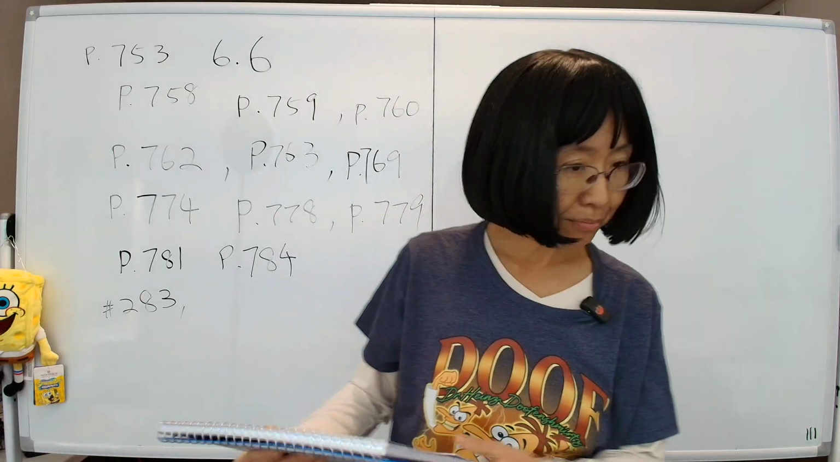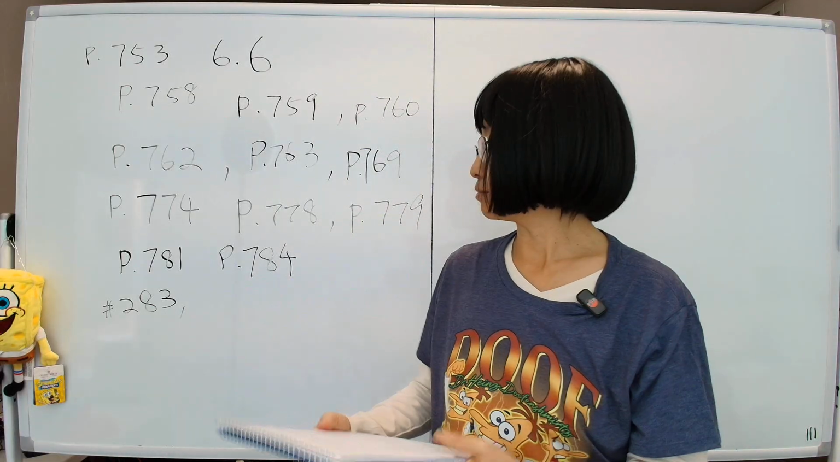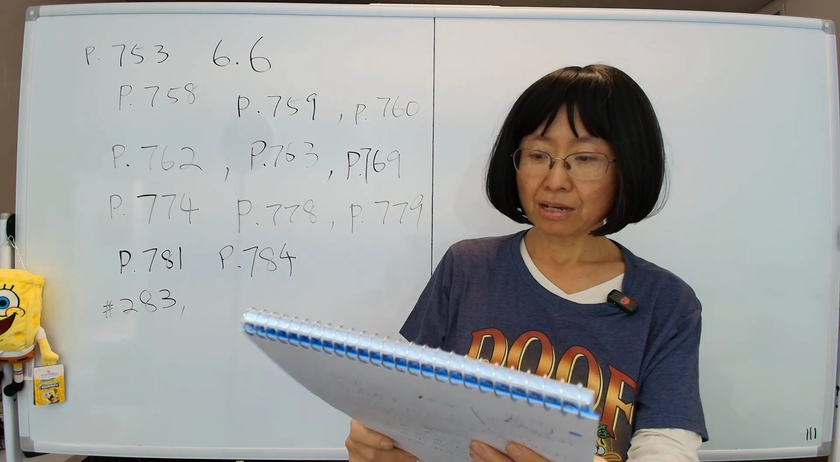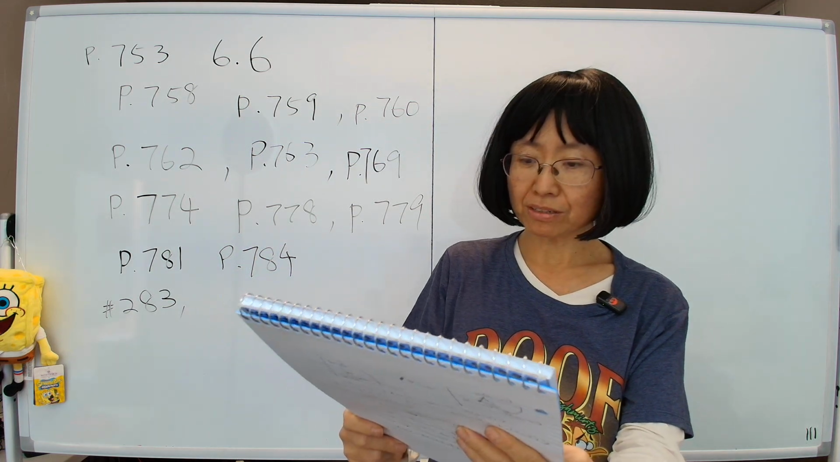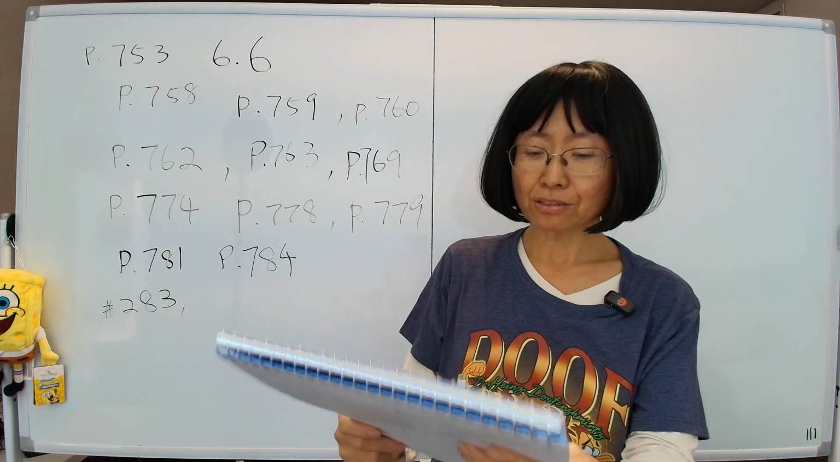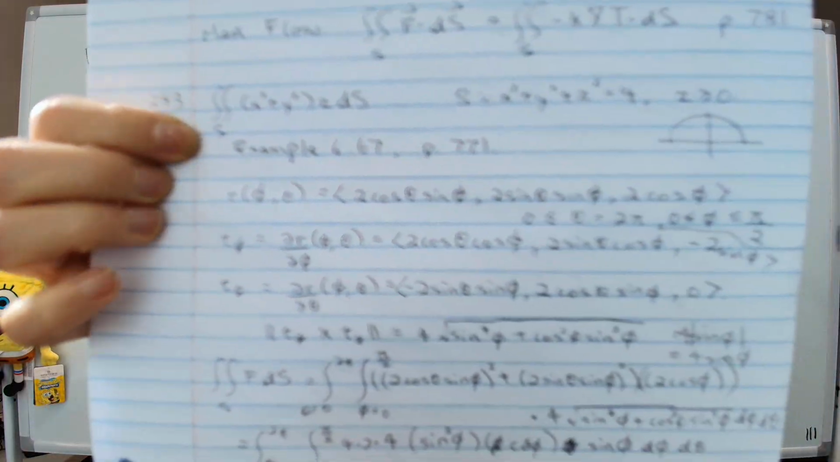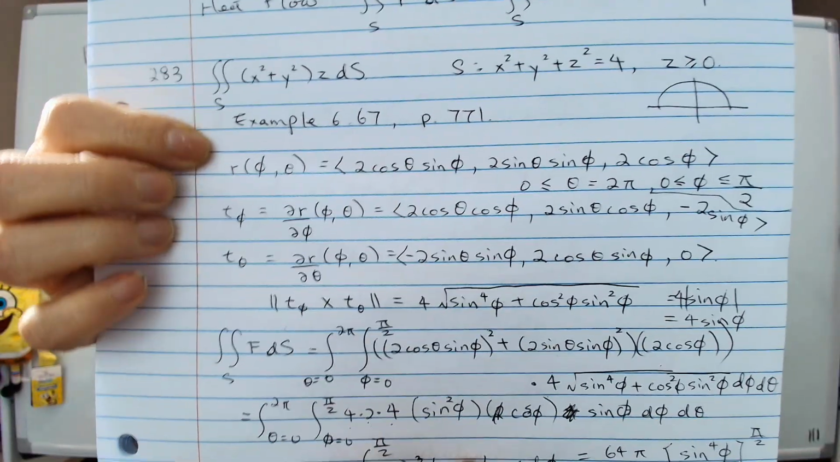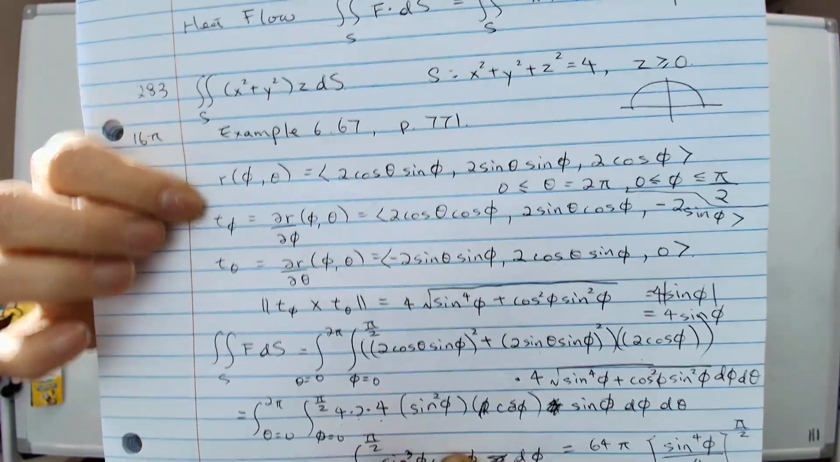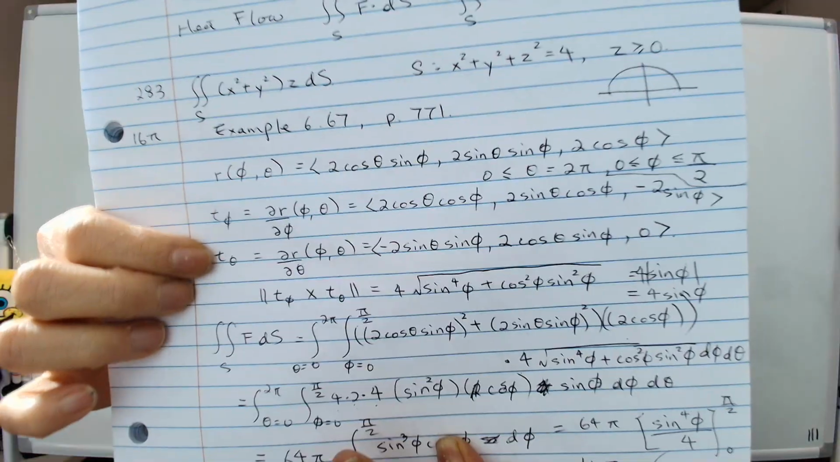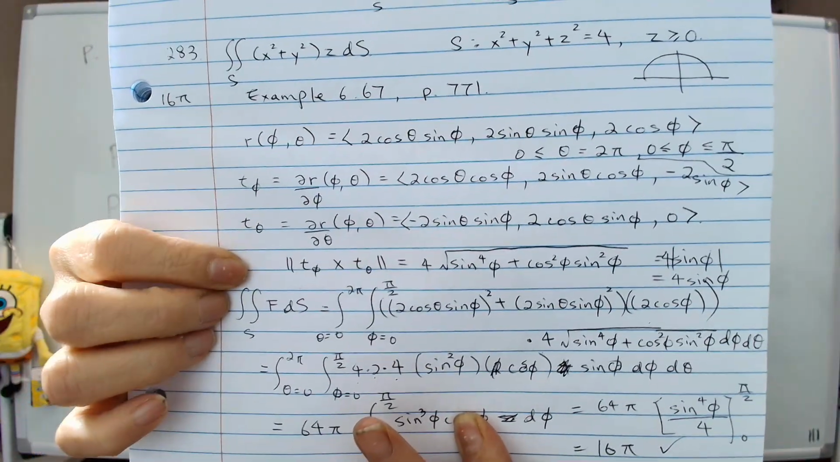First, problem 283. We have some surface. Oh, we're integrating some function over the sphere. Okay, so what I did is I just copied from example 6.67. I wasn't going to do this. I mean, imagine how painful this would be. So I copied this down from example 6.67, and I'd probably be messed up if I had to do this.